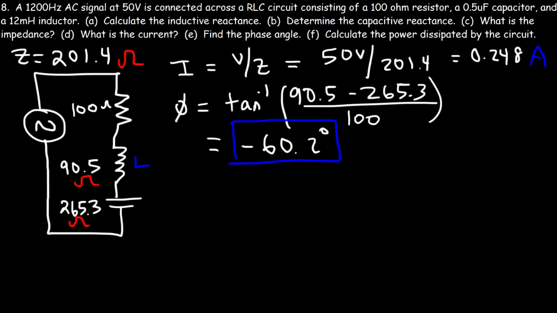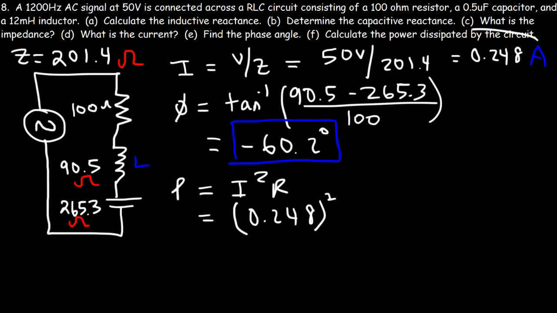Now the last part, the power dissipated by the circuit, is simply equal to I squared times R. We know the current is 0.248 amps, since we have it here. And the resistance is 100 ohms. So 0.248 squared times 100. That's going to be about 6.15 watts.